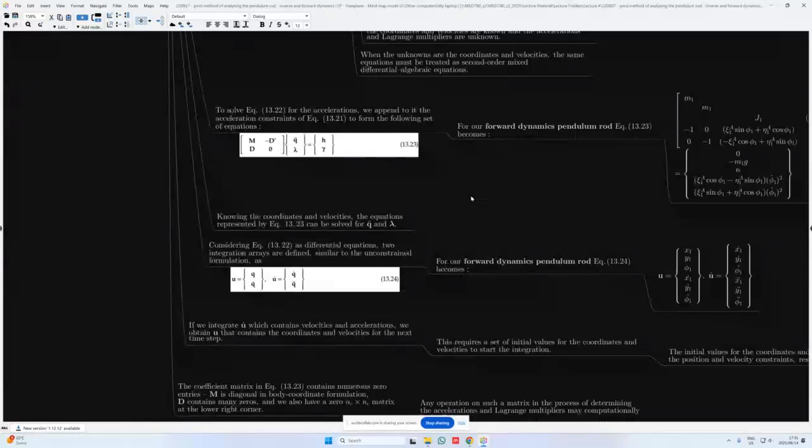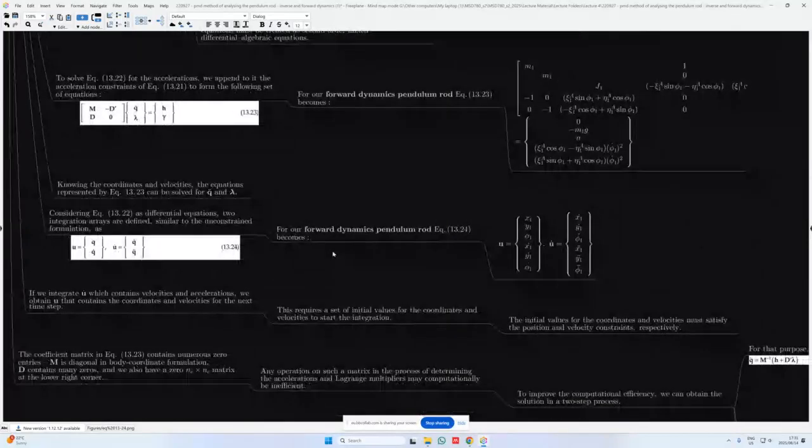So knowing the coordinates and the velocities, the equations represented by equation 1323 can be solved for q double dot and lambda. Considering equation 1322 as differential equations, two integration arrays are defined similar to the unconstrained formulation. We once again have u and u dot. For our forward dynamics pendulum rod, this is the form in which we write it. We have a single body, so we write first the coordinates for body 1, the rod, then the velocities for body 1, and then u dot is simply the velocities first and then the accelerations, since it's the time derivative of u.